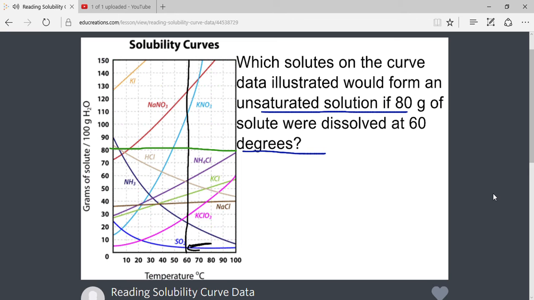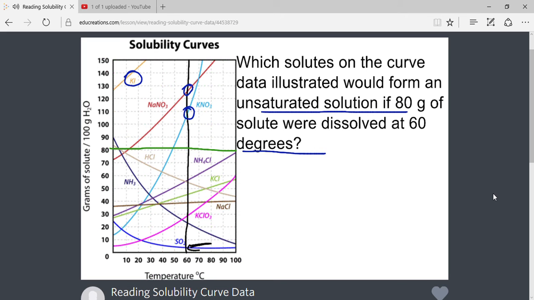Any solute that intersects the line at 60 degrees that is above the green line of 80 grams, these intersections indicate an unsaturated condition. Therefore, in this case, sodium nitrate, potassium nitrate, and potassium iodide would each be unsaturated if 80 grams of solute were dissolved at 60 degrees temperature.